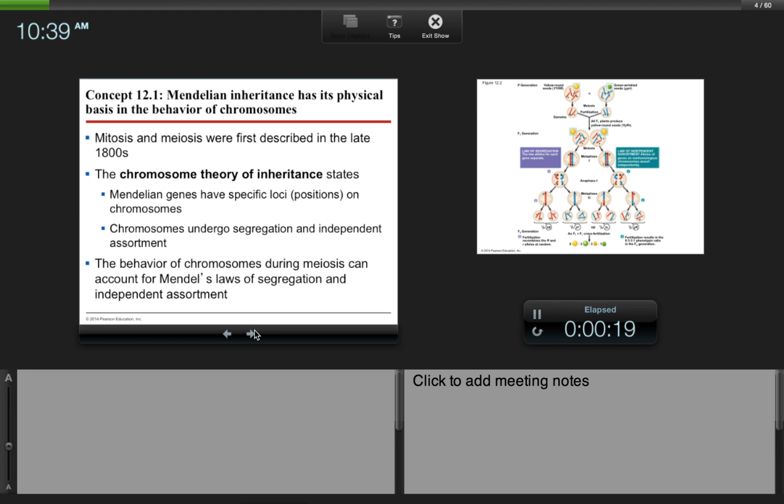Mitosis and meiosis were first described in the late 1800s. The chromosome theory of inheritance states that Mendelian genes have specific loci or positions on chromosomes, and chromosomes undergo segregation or separation in independent assortment, where they line up randomly at the metaphase plate and separate into different cells or gametes. The behavior of chromosomes during meiosis can account for Mendel's laws of segregation and independent assortment.